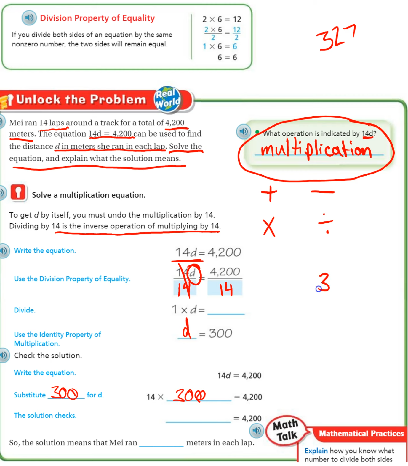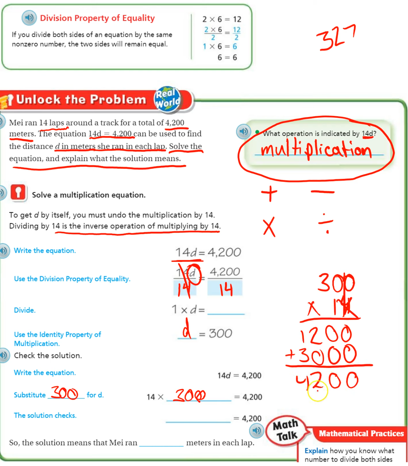Okay, 300 times 14. 4 times 0 is 0. 4 times the other 0 is 0. 4 times 3 is 12. Done with the 4. 0 placeholder. 1 times 0 is 0. 1 times 0 is 0. 1 times 3 is 3. Add that all up. And yes, in fact, I get 4,200. And they do equal each other.